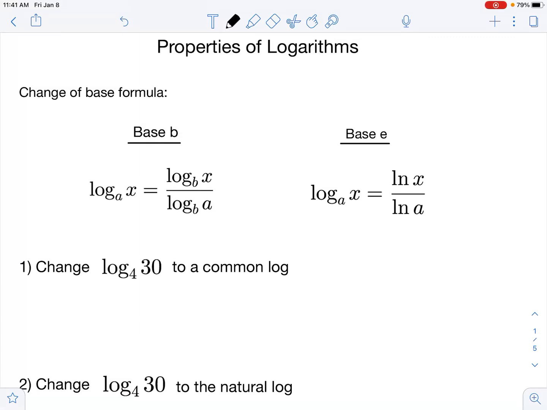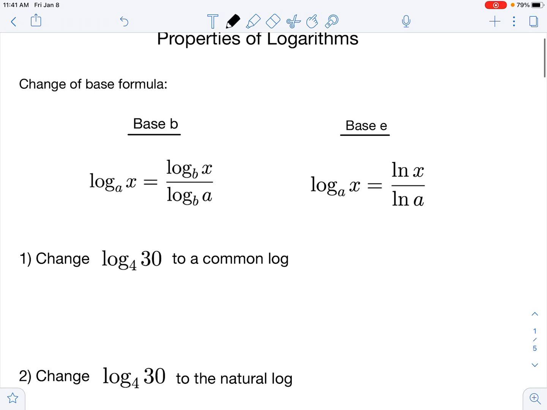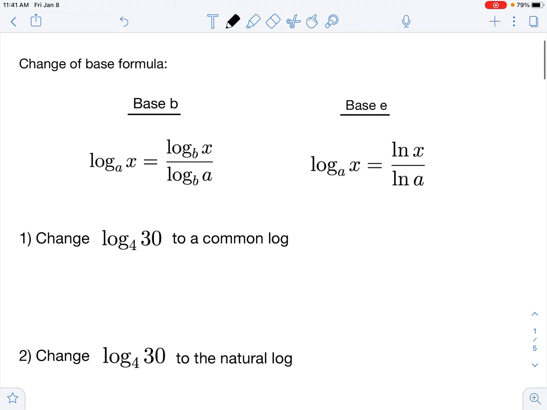Hi guys, so we're going to talk about the properties of logarithms. Remember last video I did the logarithmic functions, just an introduction. So now we're going to talk about the properties of logarithms, and we're going to start with the change of base formula and then move to the properties so that we can expand and condense logarithms. So you can see I already have a lot of things posted here.